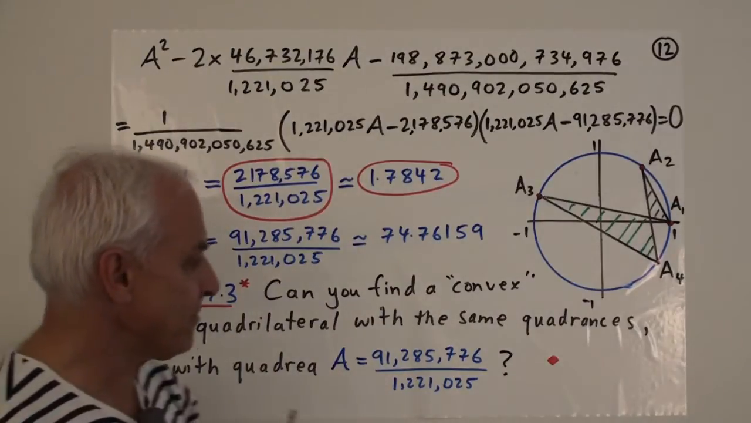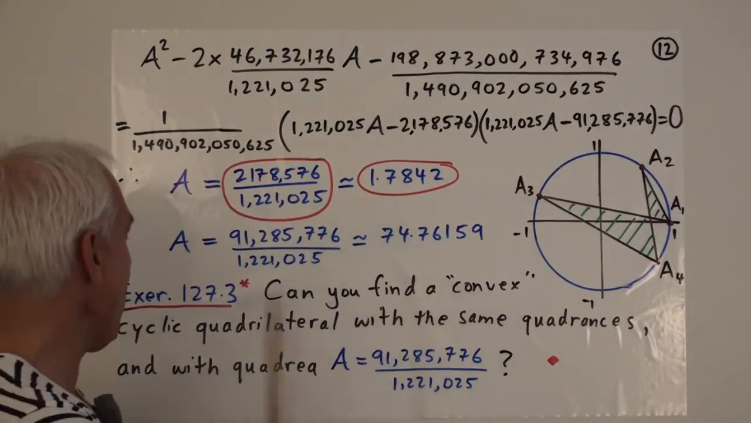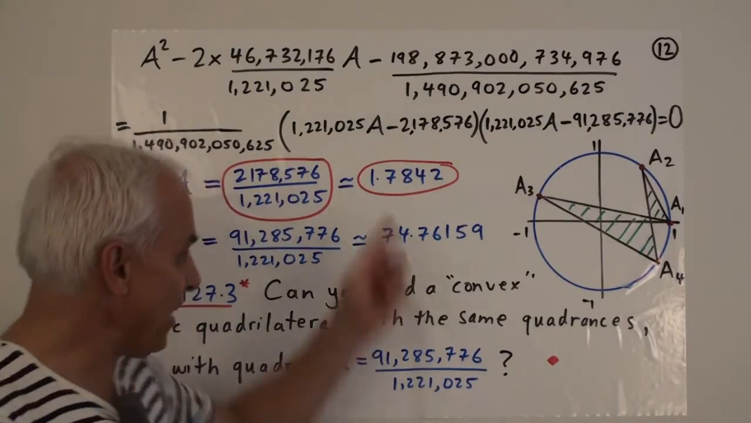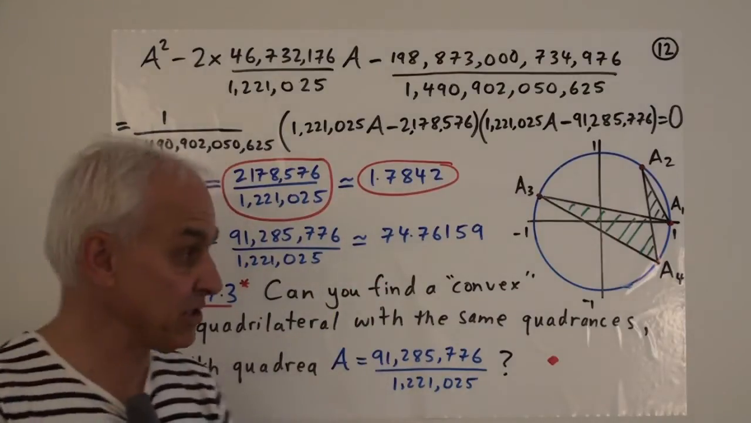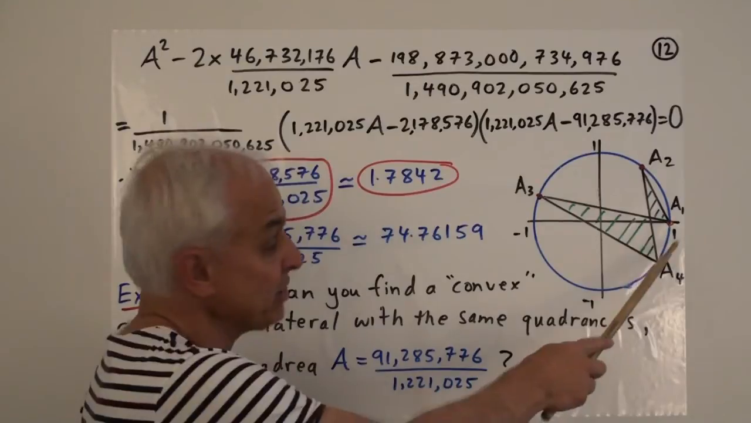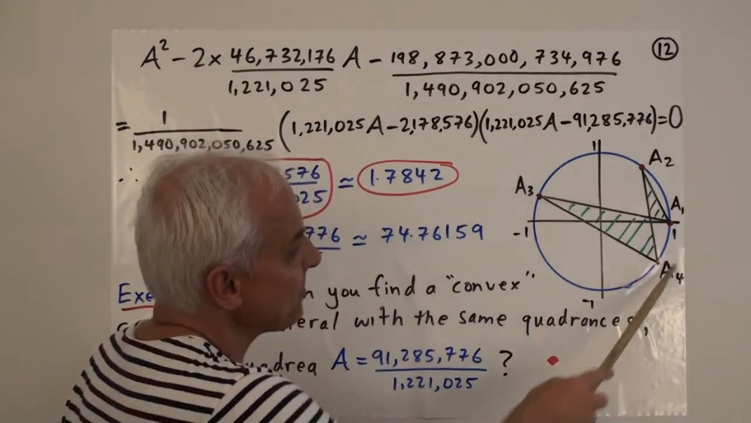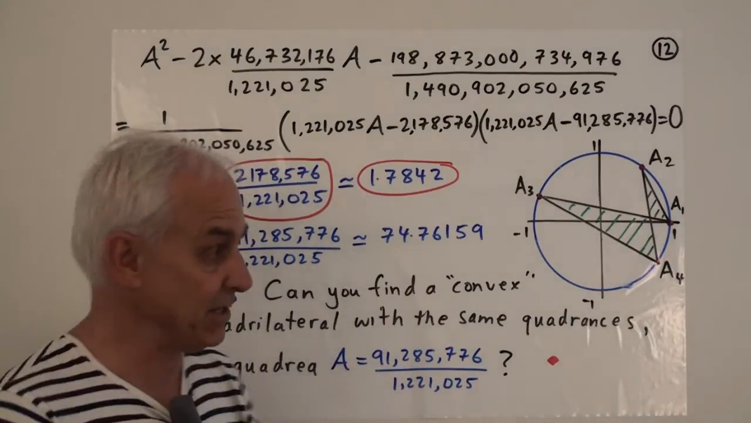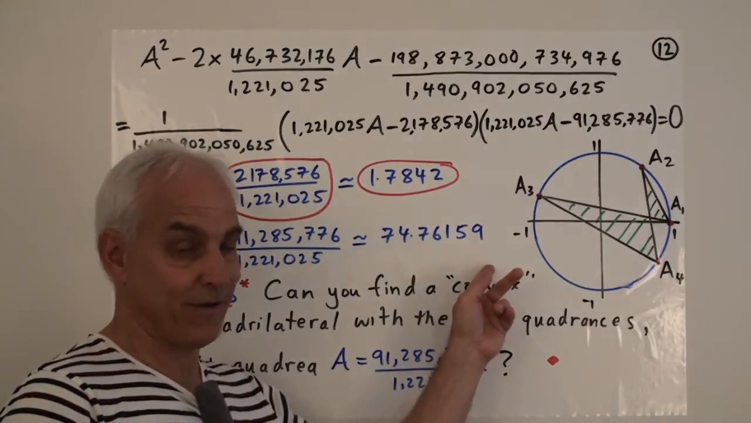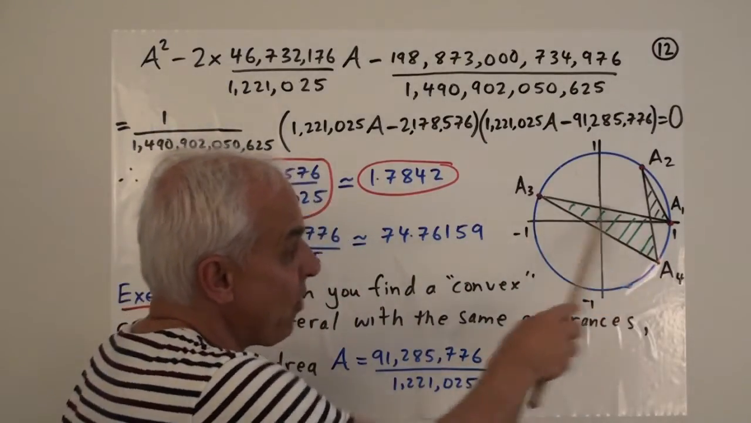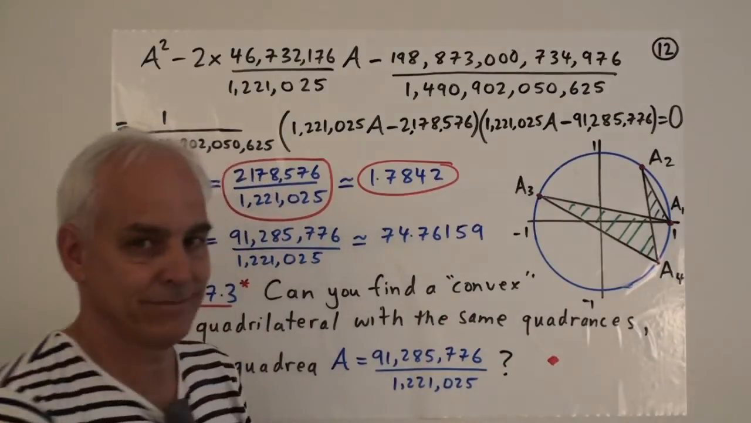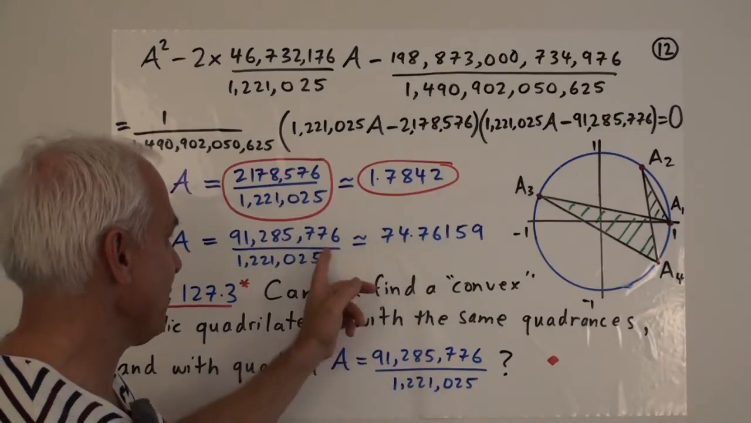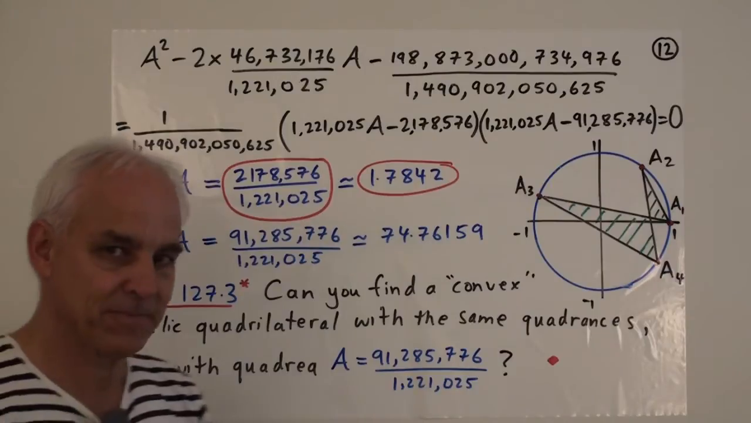Here's a bit of a fun challenge for you. Can you find a convex cyclic quadrilateral with the same quadrances, which has this quadria? The other solution in this case does have some physical significance, because we can in fact find, at least approximately, a cyclic quadrilateral, perhaps with a different size circle. In fact, almost certainly with a different size circle because its quadria is much bigger. That has the same quadrances, but it's a cyclic one. So a bit of a challenge to find that and to make sure that you get exactly the same thing with exactly the same quadrances.